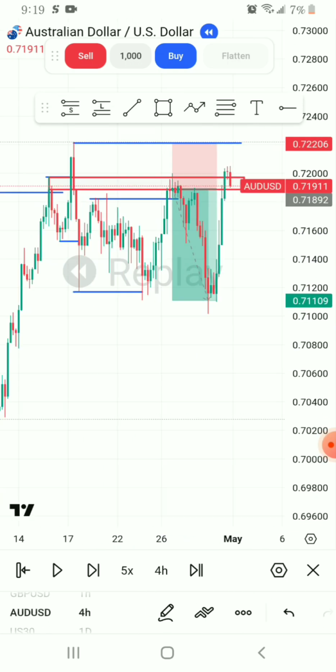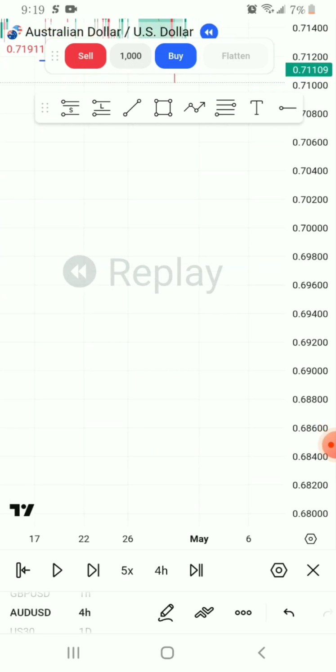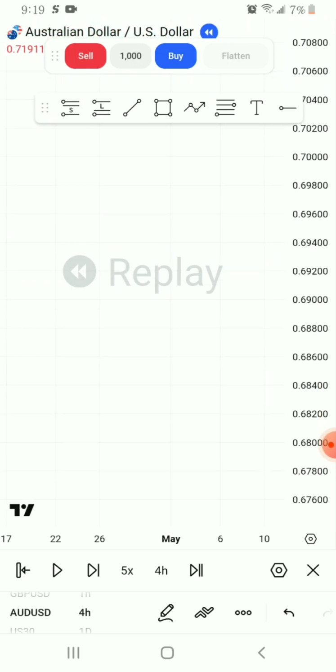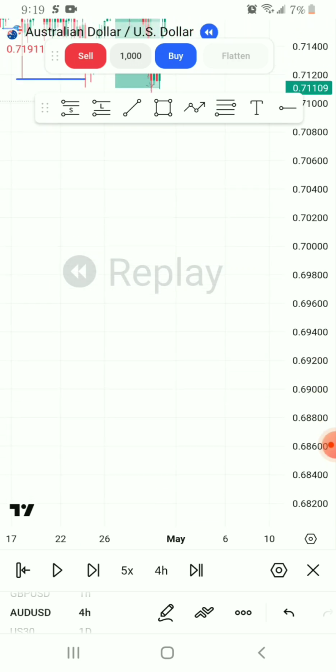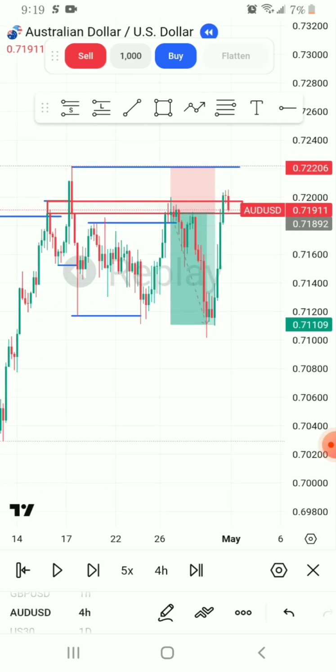So that's everything you just need to know. This is everything that I use. These are the confirmations that I must see before I take my trade.